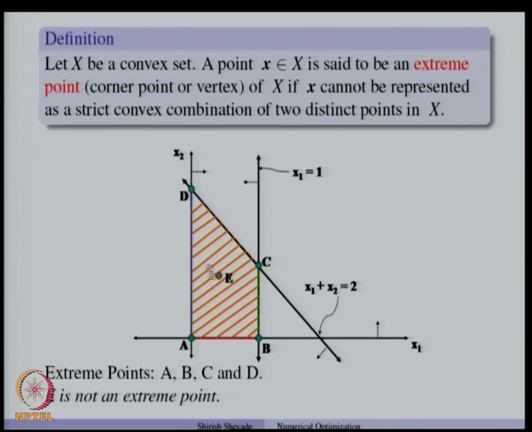In this figure, the shaded region is the constraint set, and we defined an extreme point as follows. For a convex set X, a point x is an extreme point, also called a corner point or a vertex of X, if x cannot be represented as a strict convex combination of two distinct points in X. For example, in this figure, the points A, B, C and D are the extreme points, while the point E is not an extreme point.